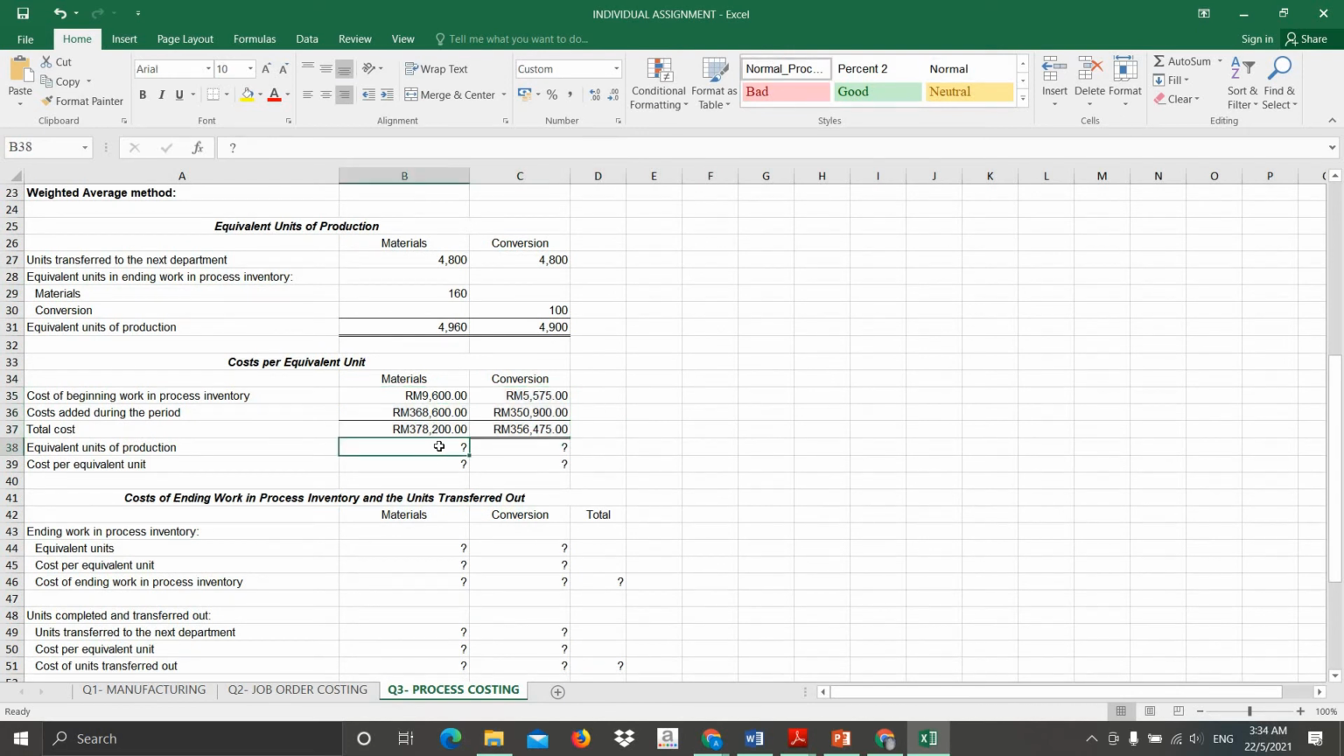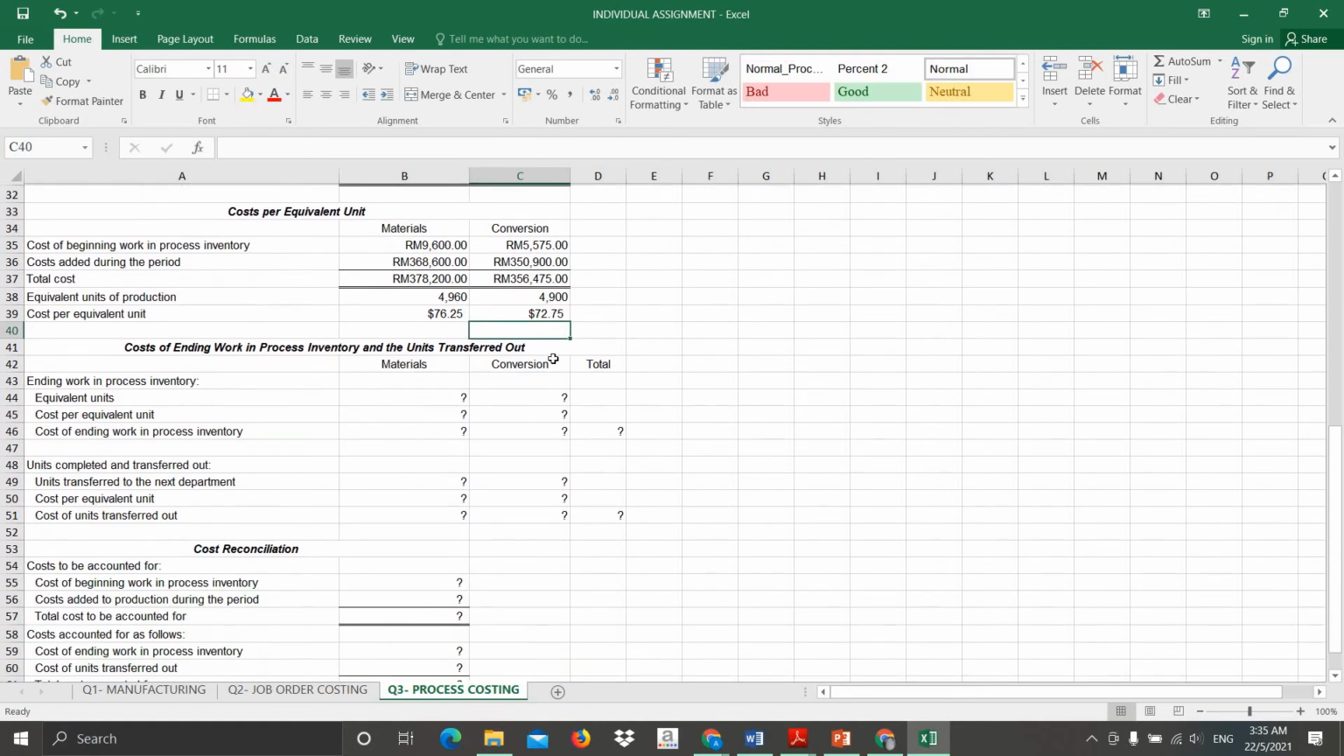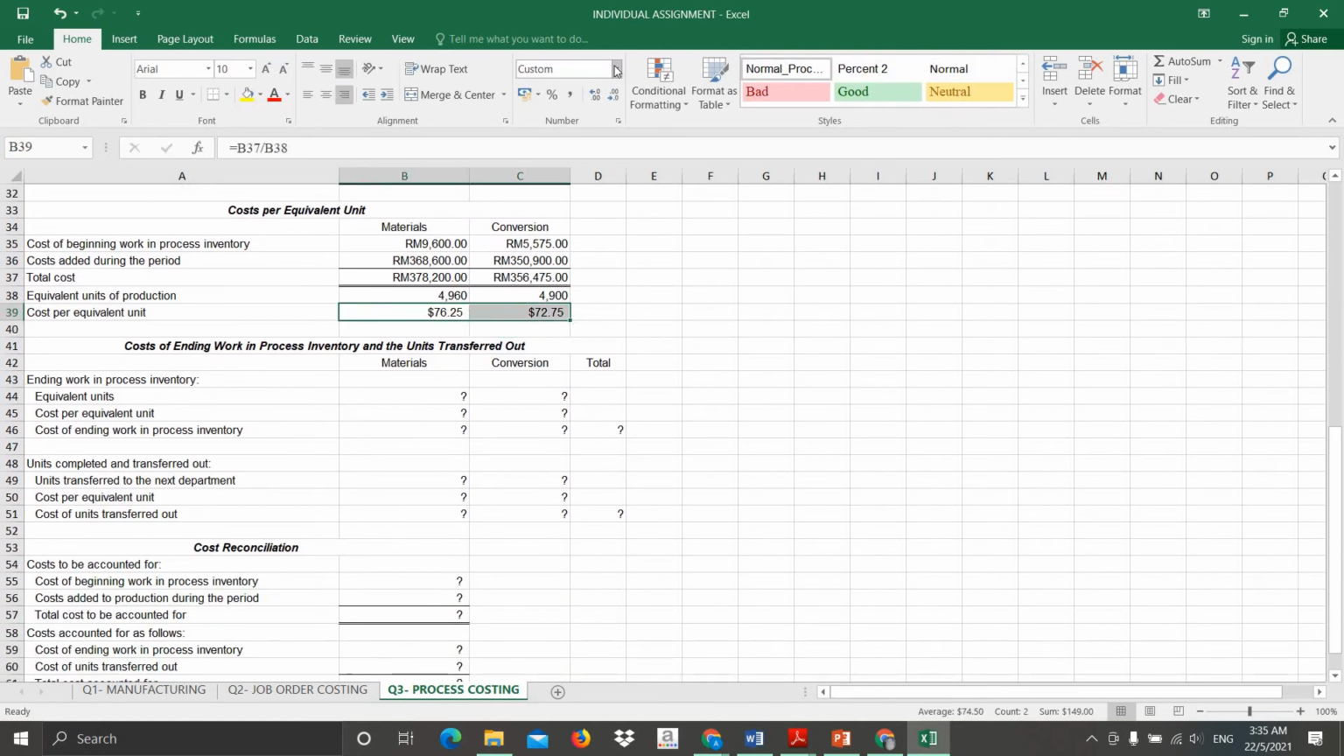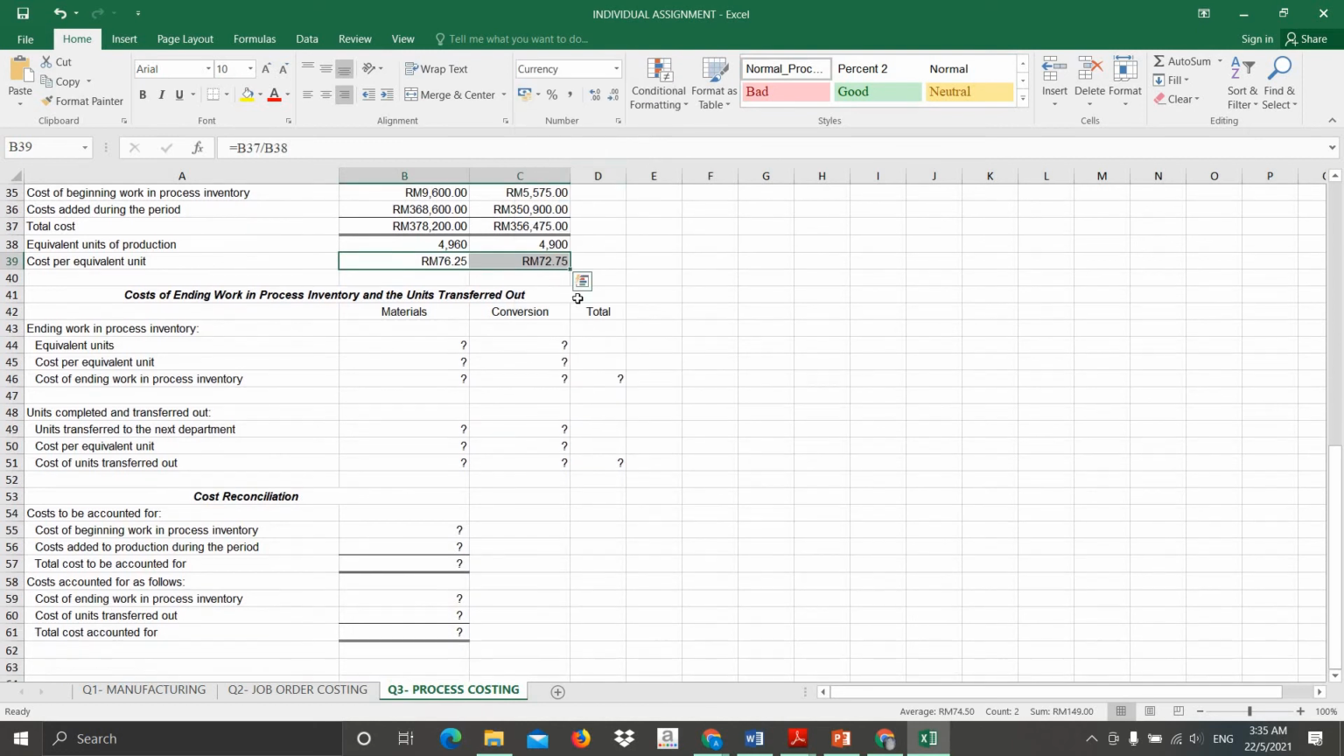For equivalent units, we can get it from here, from conversion from here, and to know the cost per equivalent unit, we can get it from divide the total cost with the equivalent units of production. So we change the currency.